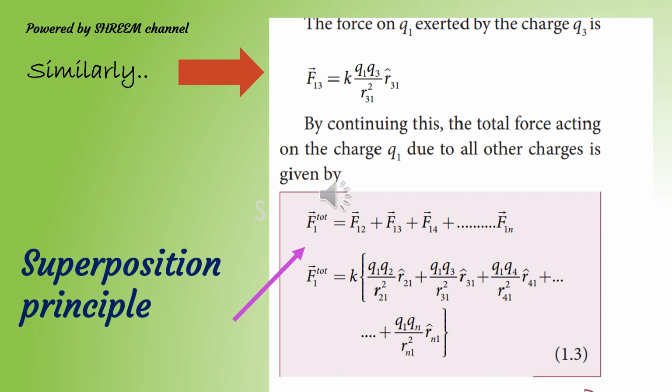By continuing this, by repeating this step, we can write a set of expressions. That is what I have highlighted with this pink arrow again. Vector F1 total equals vector F12 plus vector F13 plus vector F14 and so on up to vector F1n. What does this vector F1 total denote? It denotes the total force acting on the charge q1 due to all other charges. That's it. So this is the superposition principle.